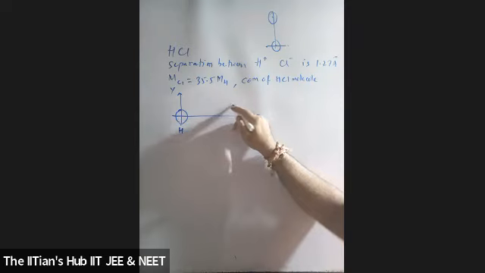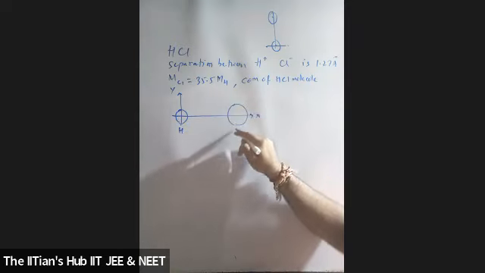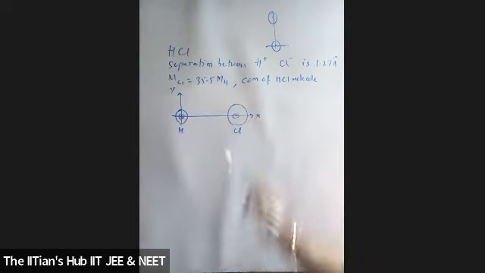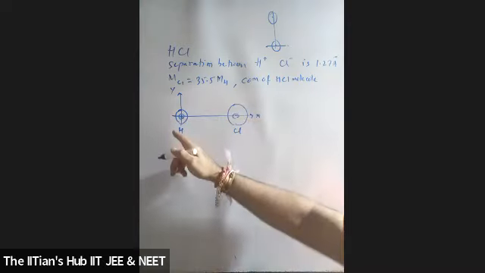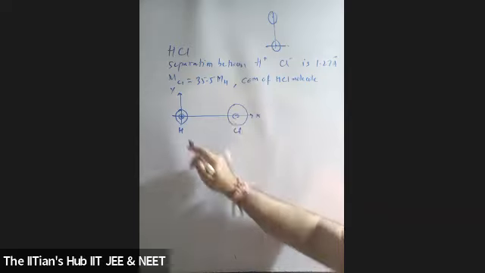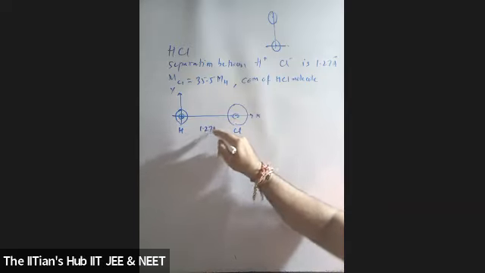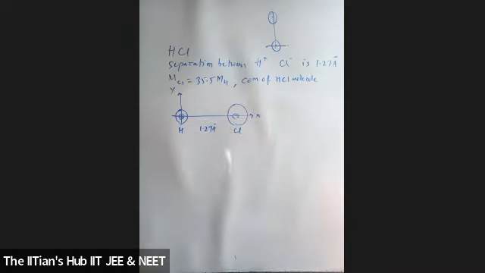Okay, and chlorine is comparatively bigger in size. This is the nucleus of hydrogen and this is the nucleus of chlorine. Now if I say this is the mass of hydrogen and the mass of chlorine, what is the distance between the centers? We consider 1.27 angstrom is the distance. Now tell me where exactly the center of mass will be.